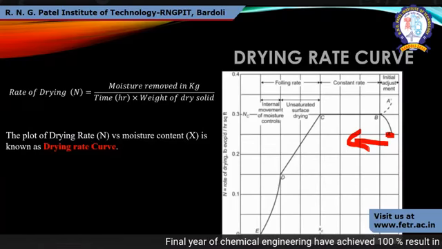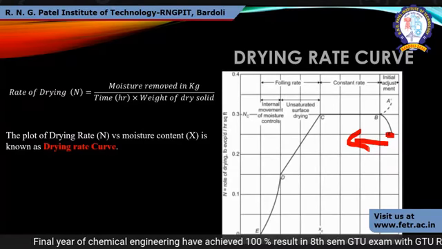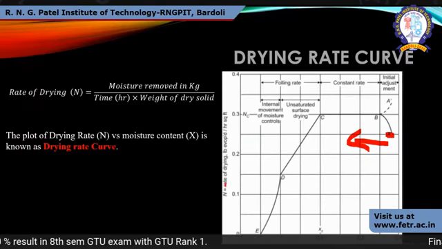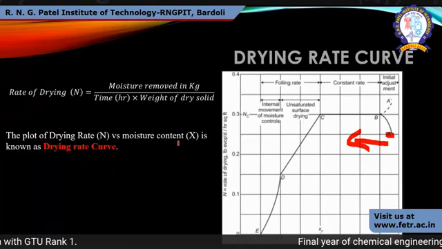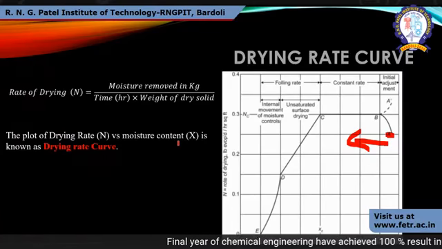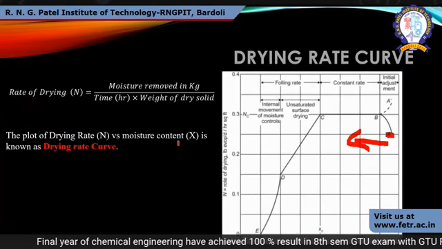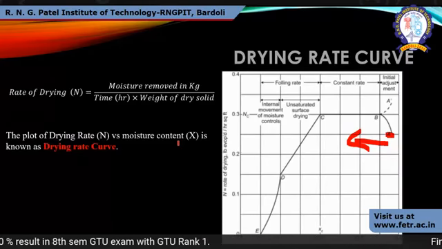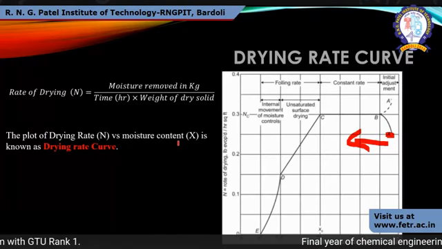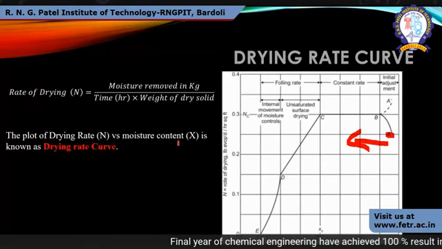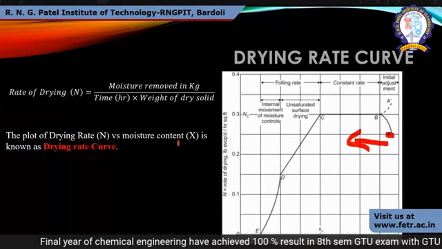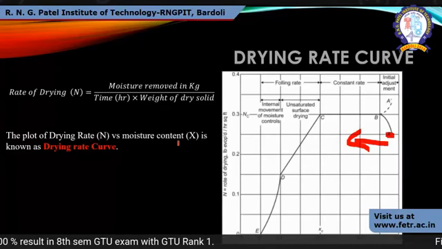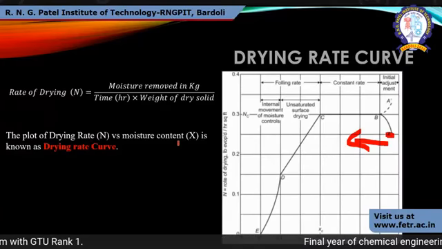Clear? So from point A, we reach point E. The y-axis is the rate of drying, which is the moisture removed in kilograms divided by time times the weight of dry solid. Say we have 1 kilogram of solid, and for 1 hour we remove 3 kilograms of moisture. So the rate of drying is 3 kilograms per hour per kilogram of dry solid. That is the rate of drying, and we need to plot it versus moisture content.